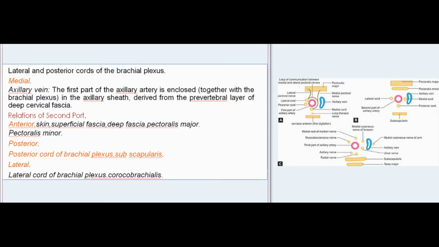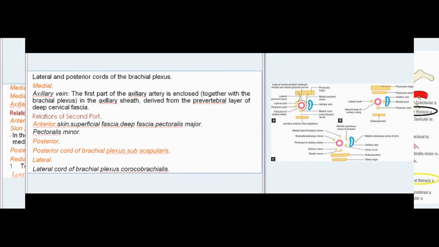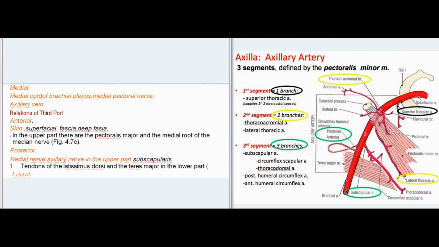Relations of second part. Anterior: skin, superficial fascia, deep fascia, pectoralis major, pectoralis minor. Posterior: posterior cord of brachial plexus, subscapularis. Lateral: lateral cord of brachial plexus, coracobrachialis. Medial: medial cord of brachial plexus, medial pectoral nerve, axillary vein.